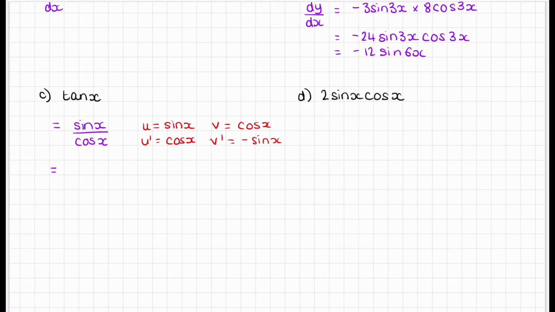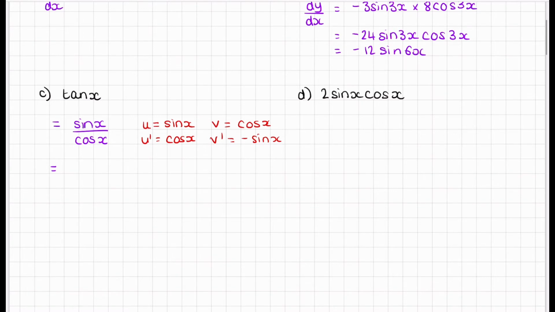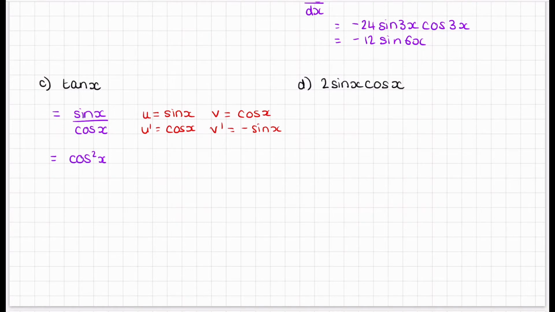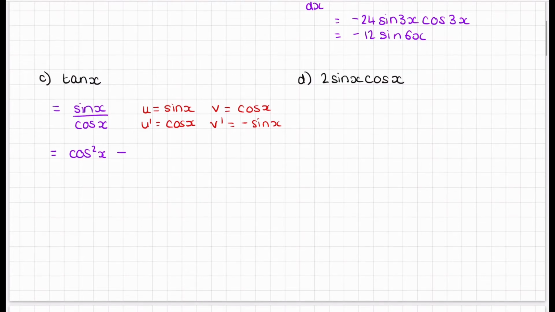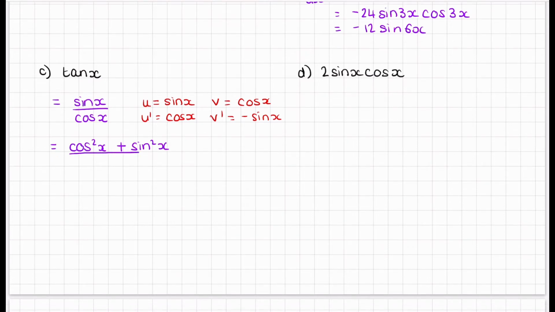So we'll have v times u dash, which would be cos squared x, cos x times cos x, minus u times v dash, which means this will become a positive because we're going to have negative sine x squared, so it will be plus sine squared x all over our v squared, so it will be cos squared x. Then from here, cos squared x plus sine squared x is one of our identities. We know that equals 1. It will be 1 over cos squared x, and that's our derivative.